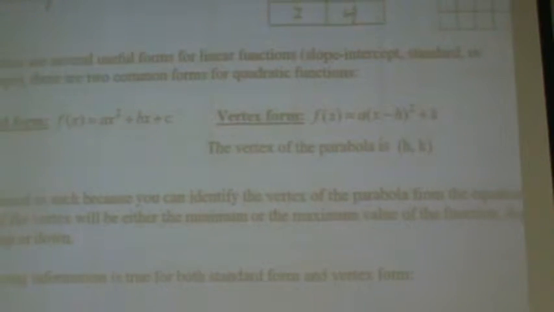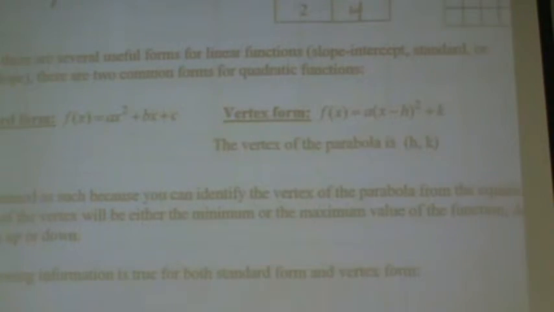Now, just like for linear equations, you had different forms. For linears, we did y equals mx plus b, we did standard form, and we did point slope. Remember these three for linears?